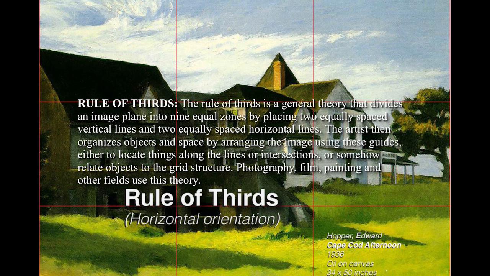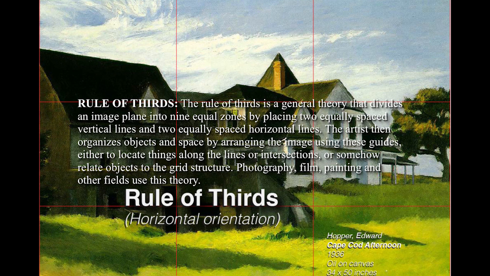The rule of thirds is one of the theories that we have talked about to use to compose your image. So it's a compositional theory or a design theory. The rule of thirds is a general theory that divides an image plane into 9 equal zones by placing 2 equally spaced vertical and 2 equally spaced horizontal lines.